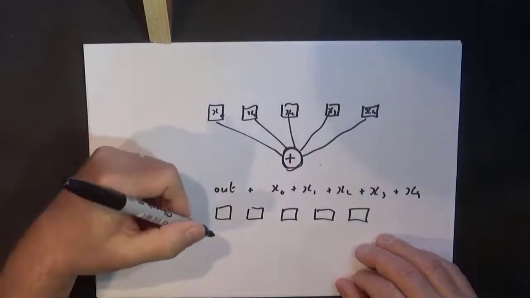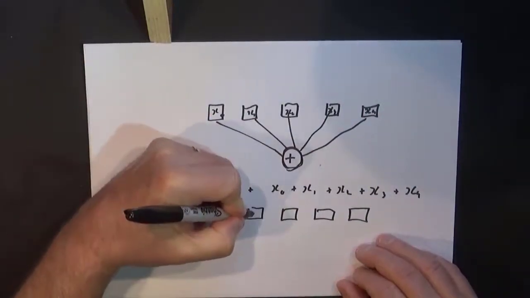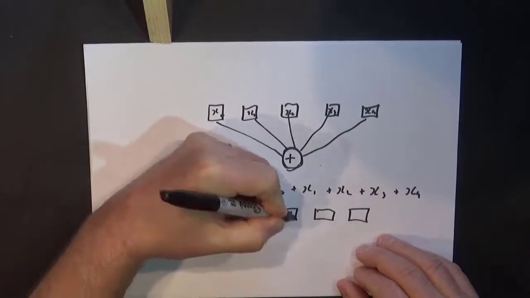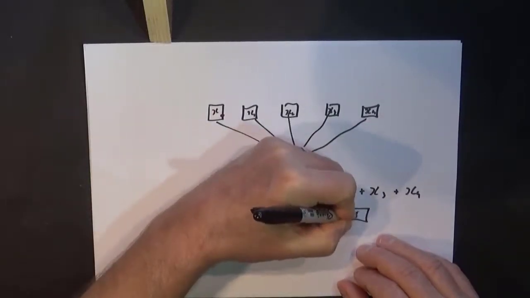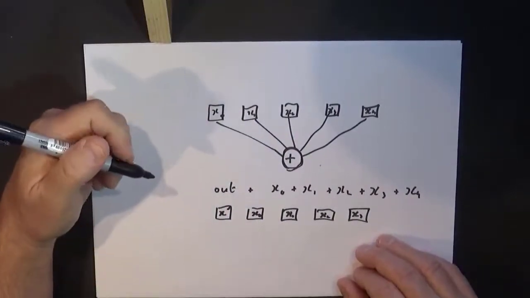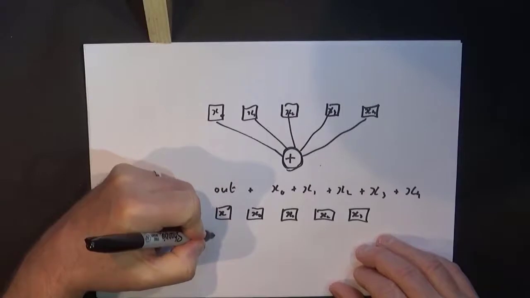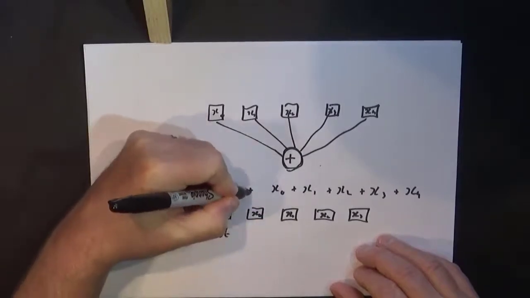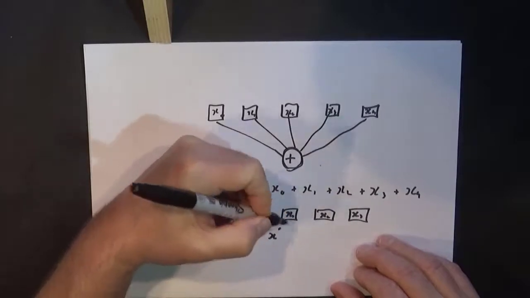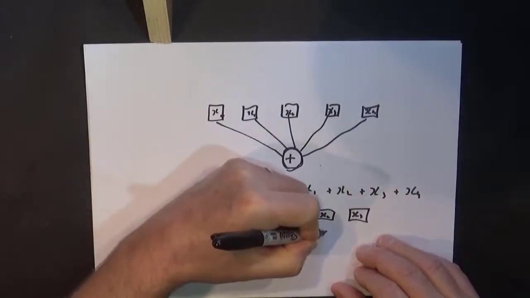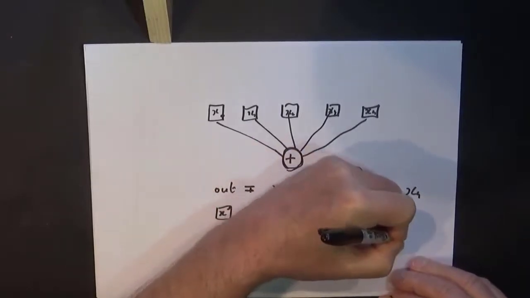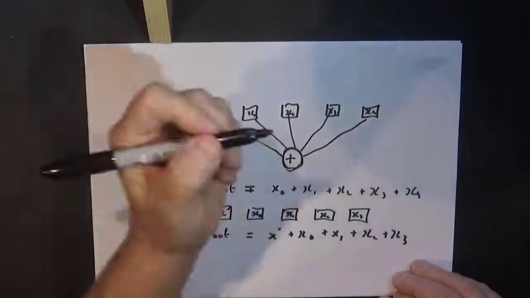Remember, in code this doesn't happen, but it's the easiest way of looking at it. We have x0, x1, x2, x3, and we'll call this x dash, our new sample. So for the next sample out, we have x dash plus x0 plus x1 plus x2 plus x3.